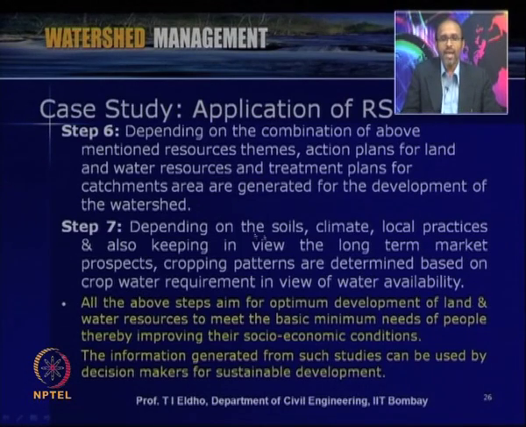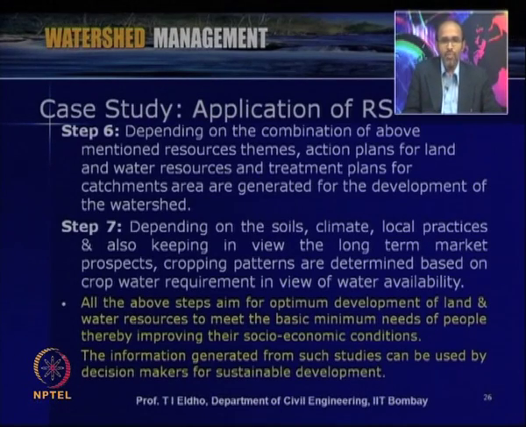So using remote sensing and GIS, plans were made for where a particular check dam should be constructed and where various rainwater harvesting measures should be adopted, and these locations were identified to generate watershed development plans. And then the existing cropping patterns were identified, and how the cropping pattern can be improved with respect to soil, climate, and local practices.